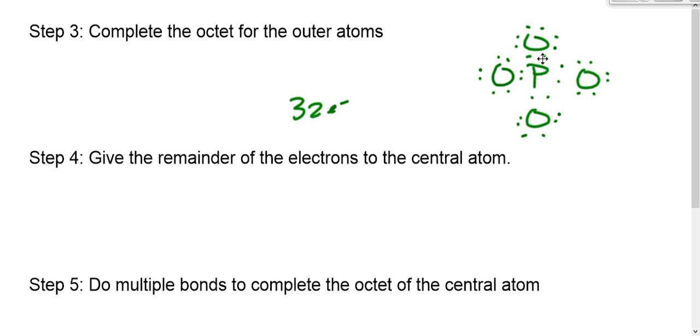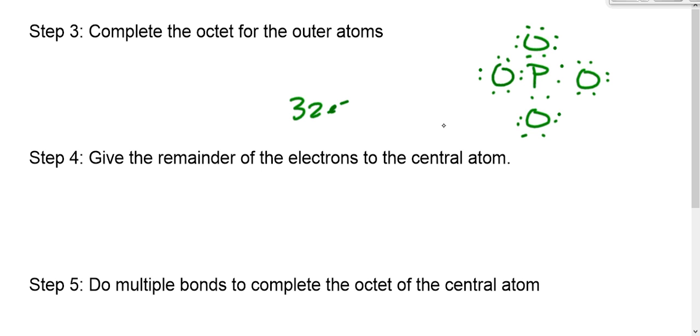So we're done with this structure. So it says give the remainder electrons to the central atom. Well, there are no valence electrons left over. And do multiple bonds to complete the octet of the central atom. So we already have a central atom that has an octet. So we're done. This is the structure for phosphorus to oxygen. Now we notice that there's 4 bonds and no lone pairs. So this one is tetrahedral in shape.